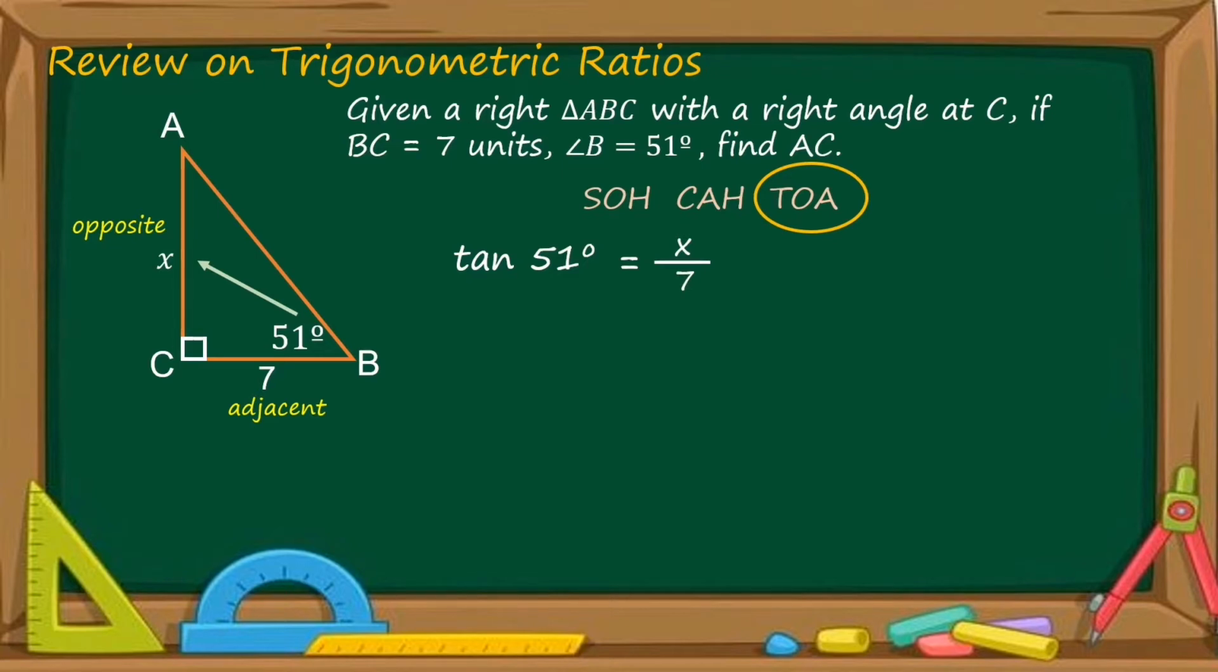To solve for this, let us use the cross product. So X is equal to 7 times tangent 51 degrees. Using your calculator, the value of X is equal to 8.64. Therefore, AC is equal to 8.64 units.